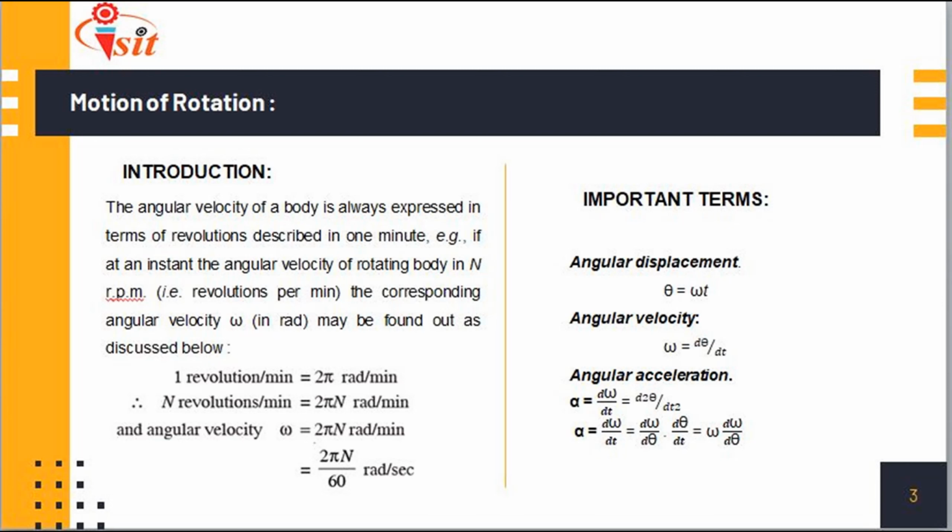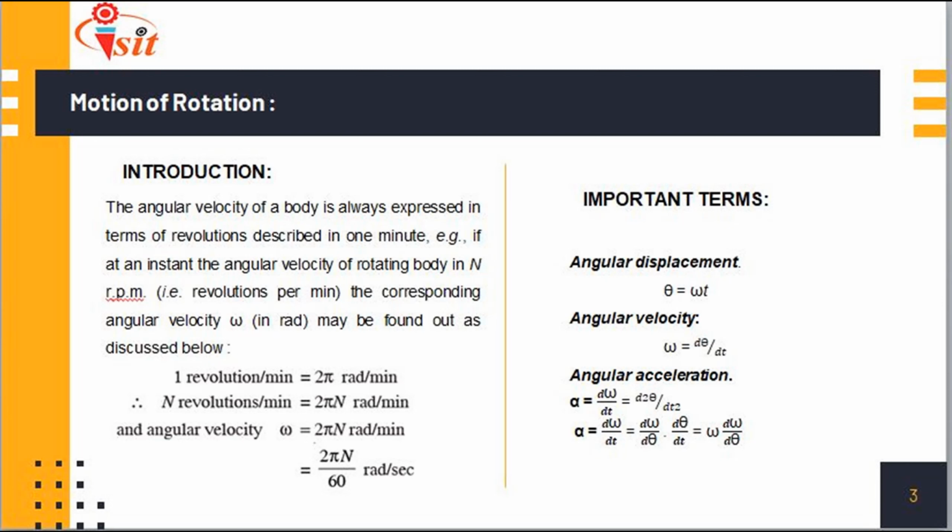Important terms. The following terms will be frequently used in this chapter. Number 1, angular displacement. It is the total angle through which the body has rotated and is usually denoted by theta. Mathematically, if a body is rotating with a uniform angular velocity omega, then in t seconds the angular displacement theta is equal to omega into t.